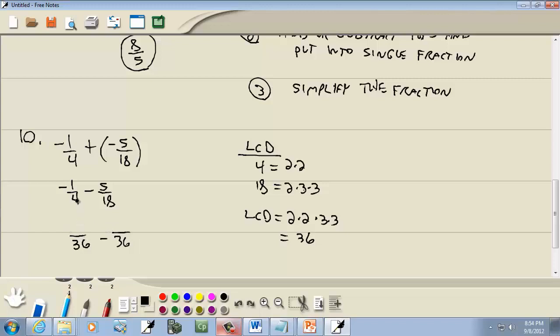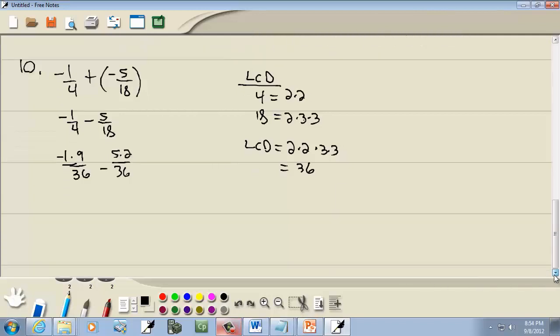Now the first one here, we multiply the bottom part by 9, so we have to multiply the top part by 9. So we got negative 1 times 9. This one we multiplied by 2, so we multiply the top part by 2. Well, negative 1 times 9 is negative 9. 5 times 2 is 10. And then we need to combine together the top parts. Negative 9 and negative 10 is negative 19 over 36. And our last step, there's no simplifying to do here. That's as simple as it gets.